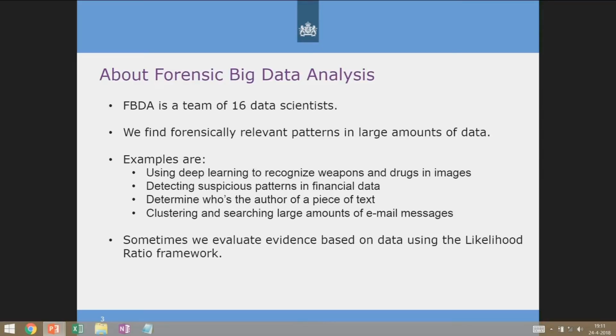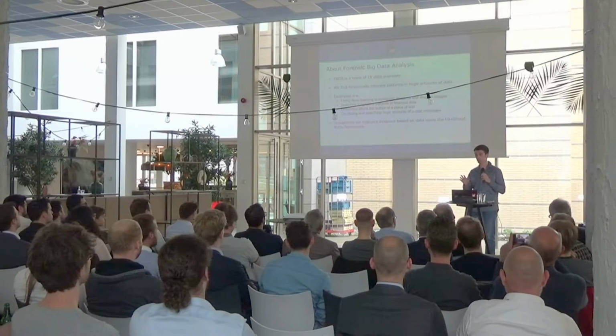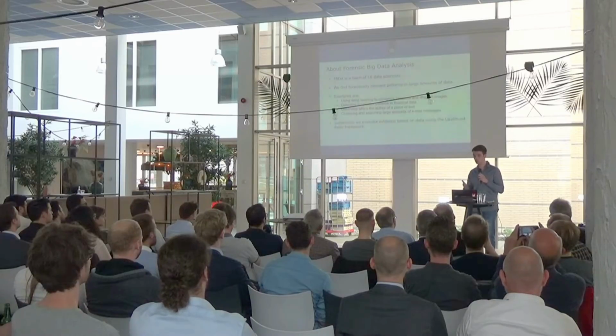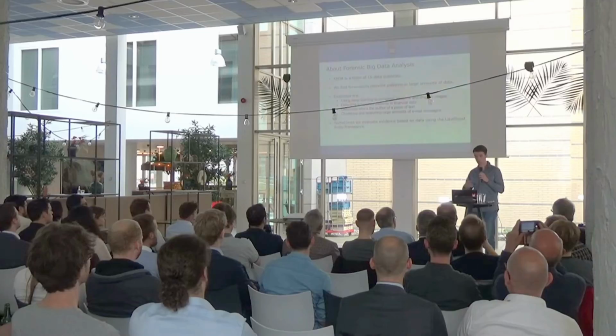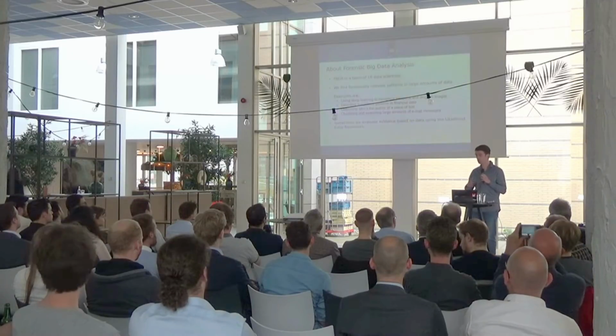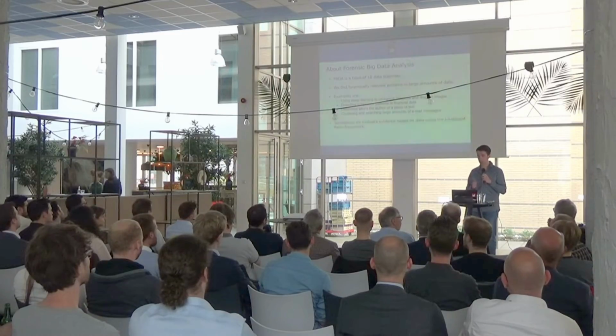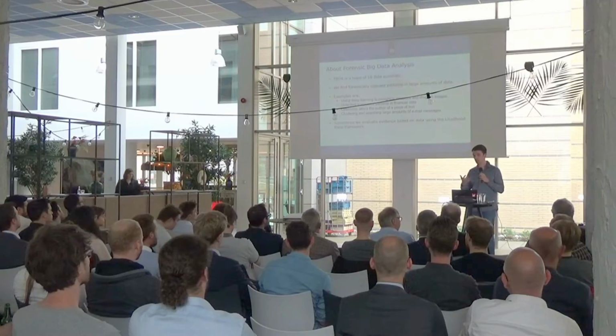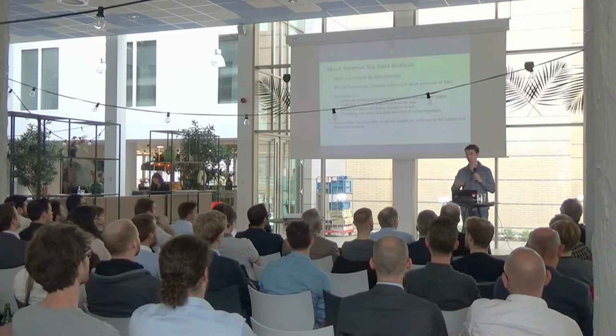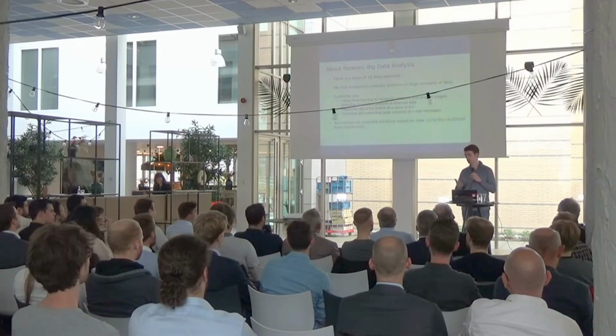Examples are using deep learning to recognize weapons and drugs in images, large amounts of images, millions of images, detecting suspicious patterns in financial data, doing author recognition, clustering, searching large amounts of text. The police can actually do data analysis themselves, but when the amount of data is too large, or when special expertise in terms of clever algorithms is needed, people often come to us to help them out. And sometimes we also evaluate evidence based on the likelihood ratio framework, which is what I'll talk about today.